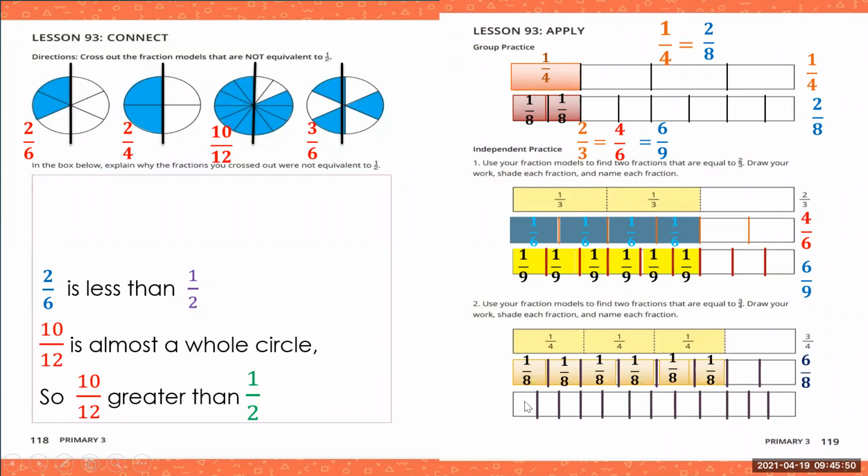And if I divide this into how many equal parts? Let's count together. 1, 2, 3, 4, 5, 6, 7, 8, 9, 10, 11, 12. How many colored parts to be like the 3 over 4? Let's color together. They are the same. Let's count. 1, 2, 3, 4, 5, 6, 7, 8, 9. So 9 over 12 equals 6 over 8 equals 3 over 4.